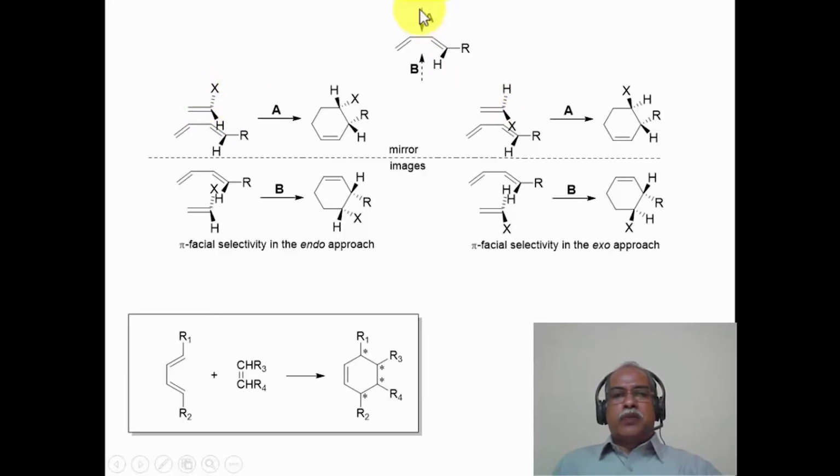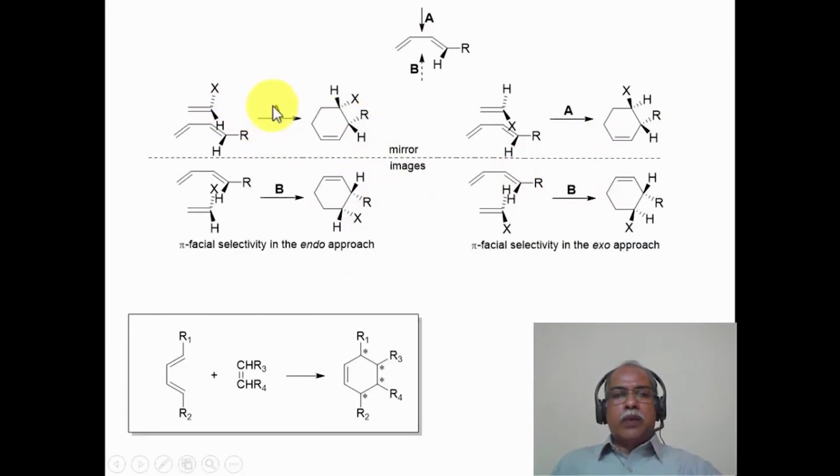Now, in addition to the approach from side A and side B, either from the top face or from the bottom face, the approach can also be endo or exo. So, there are four possible approaches: the A side approach with endo and exo, and the B side approach with endo and exo. All four types of approaches are shown here, producing the corresponding stereoisomer in each case.